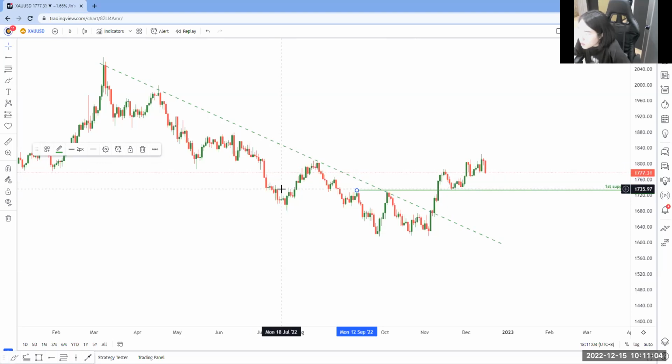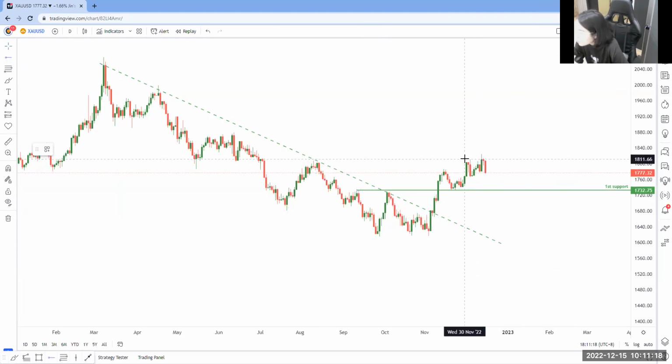Okay, but if you are a day trader or a scalper like myself, the daily time frame is not the best time frame to be looking at, but we will still be looking at a daily time frame because we want to get our directional bias. Okay, so we've already got our support. I'm going to highlight the resistance now.